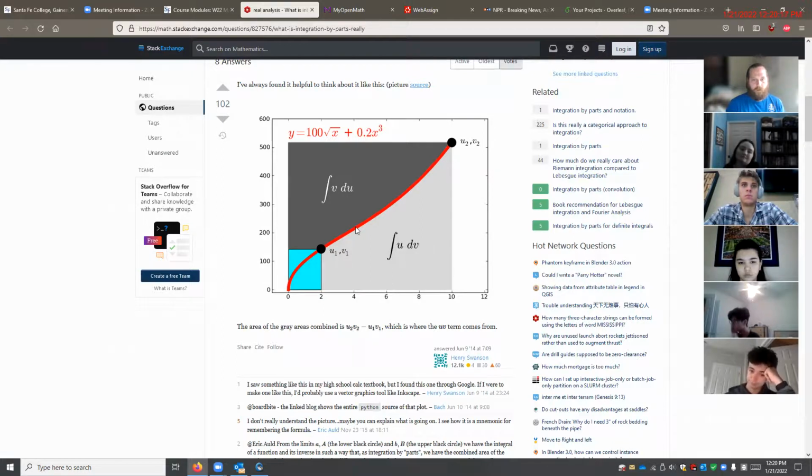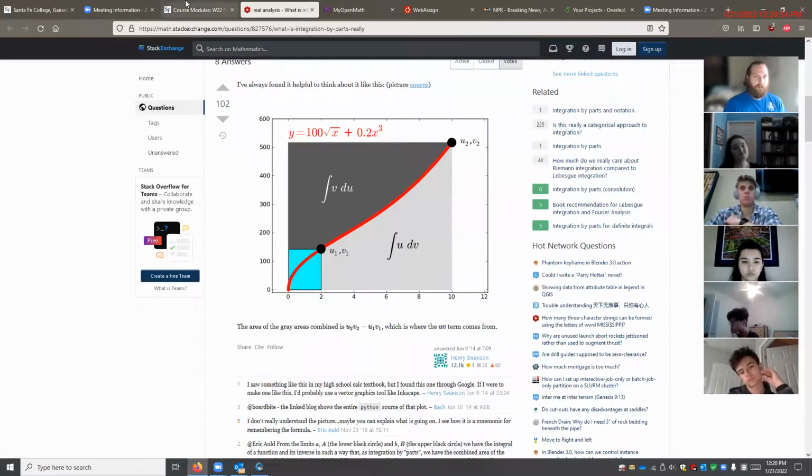The light gray shaded area would be the integral from u1 to u2 of u dv. And the dark gray shaded area, if you turn your head sideways, could be thought of as the integral from v1 to v2 of v du.